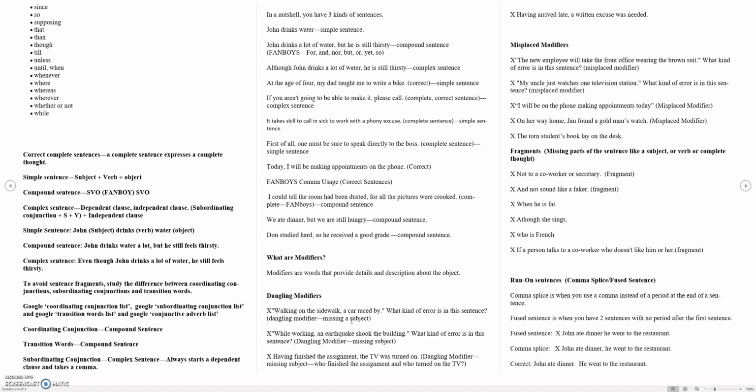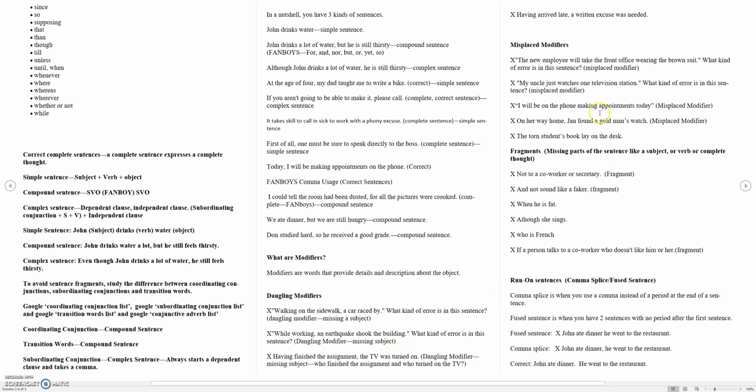And so if you want to fix it, you would say, when Susan walked on the sidewalk, a car raced by. Or, while John is working, an earthquake shook the building. Or, after Jan finished the assignment, the TV was turned on. And so you correct these mistakes by adding a subject.